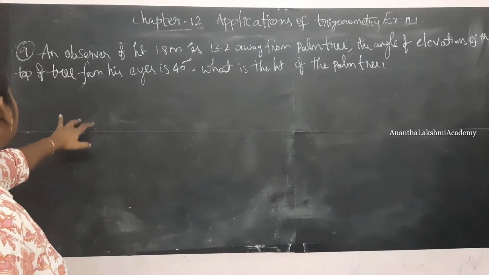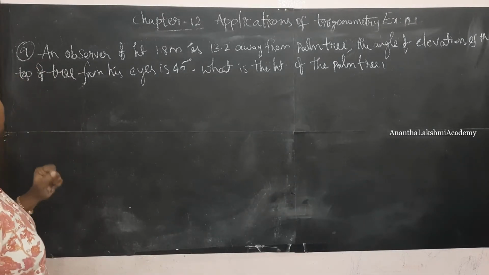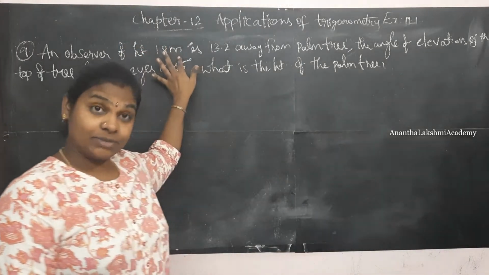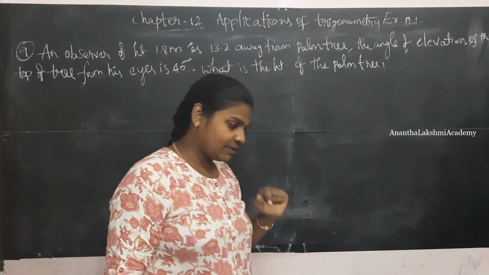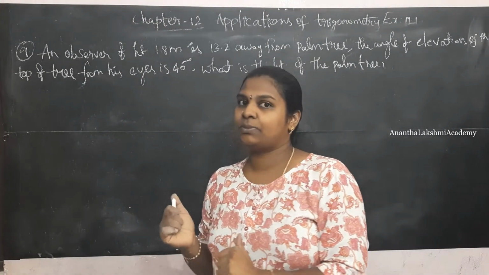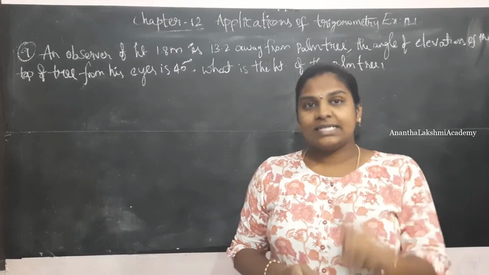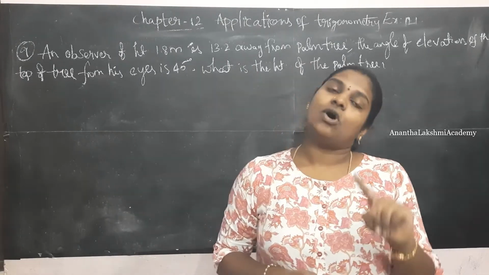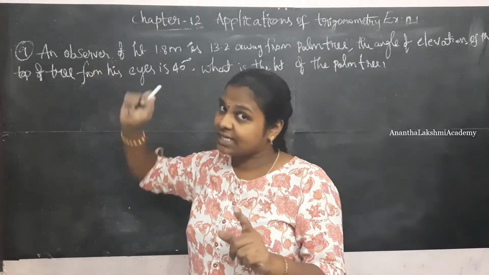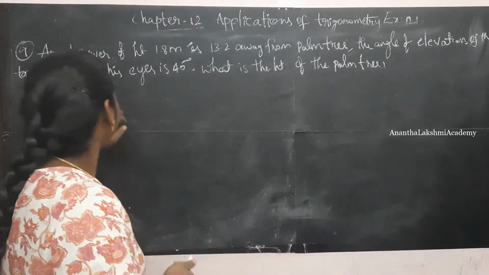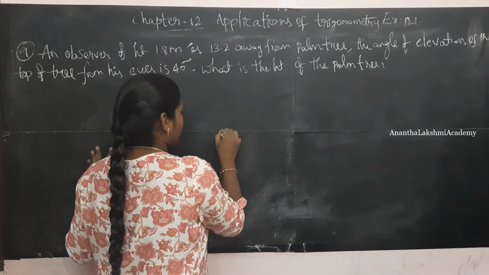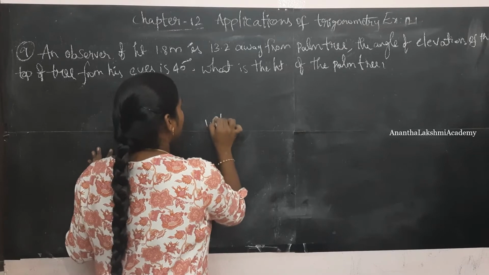So here we have the 9th problem. An observer of height 1.8 meters. An observer's height is given. I have told you 3 important points even before getting on to applications of trigonometry. Unless and until the height of the observer or the object is specified, it is neglected. Here, the observer's height is given, hence we need to consider that. Okay, an observer of height 1.8 meters. Okay, this is 1.8 meters.